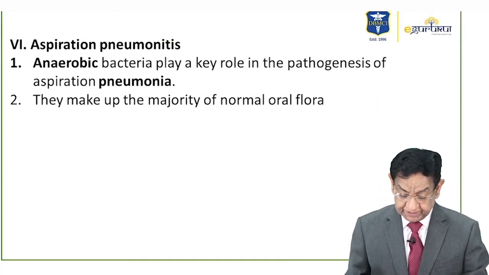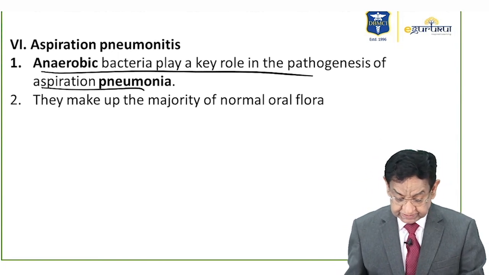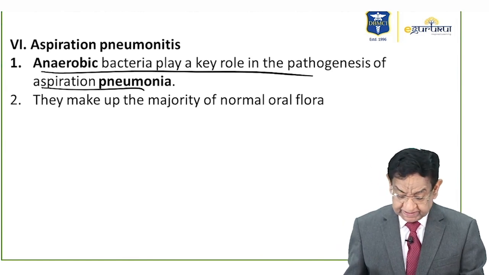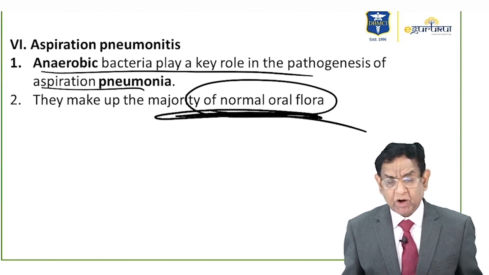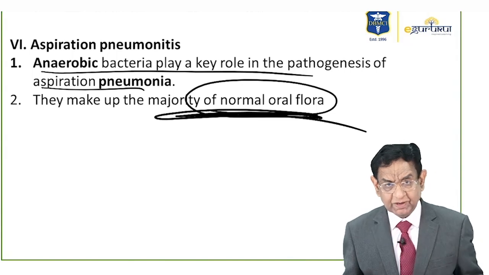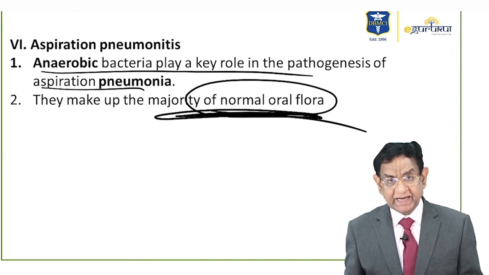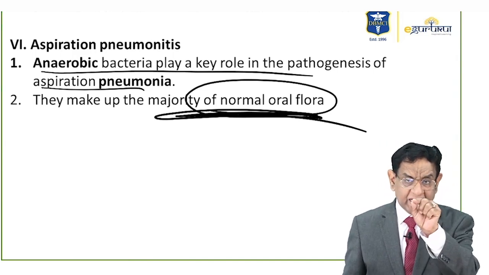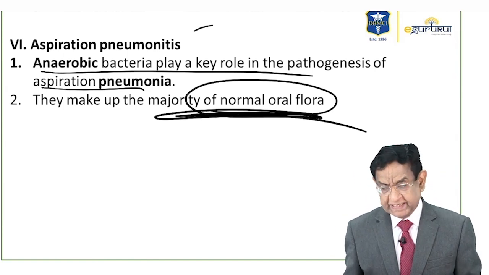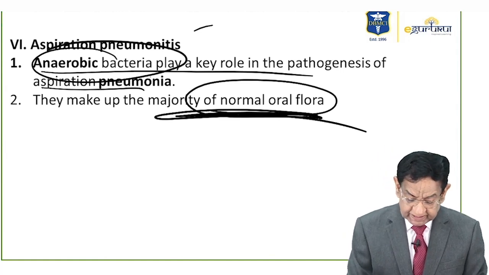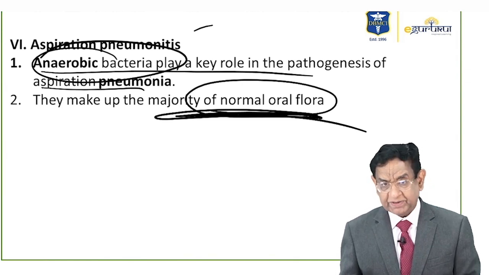Aspiration pneumonia: anaerobic bacteria play a role in aspiration pneumonia. What is this? Normal anaerobic bacteria are part of the majority of the normal oral flora. That means anaerobic bacteria are there in a normal person, in the oral cavity, right? So whenever aspiration occurs, that means any secretion from the mouth enters the lung, that will carry these anaerobic bacteria into the lung, and that's the reason why we call it aspiration pneumonitis.